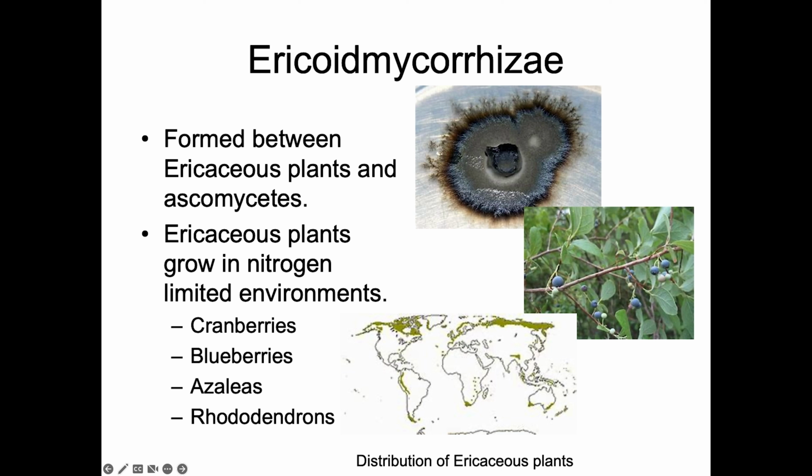And then we have the ericoid ones. Again, these are ascomycetes. We can grow them in culture, but you can see where they're distributed. A lot of different kinds of habitats. But what do they provide the plant? Nitrogen. Now, they don't fix it. They're able to get it out of the environment that the plant can't. And they supply nitrogen back to the plant.